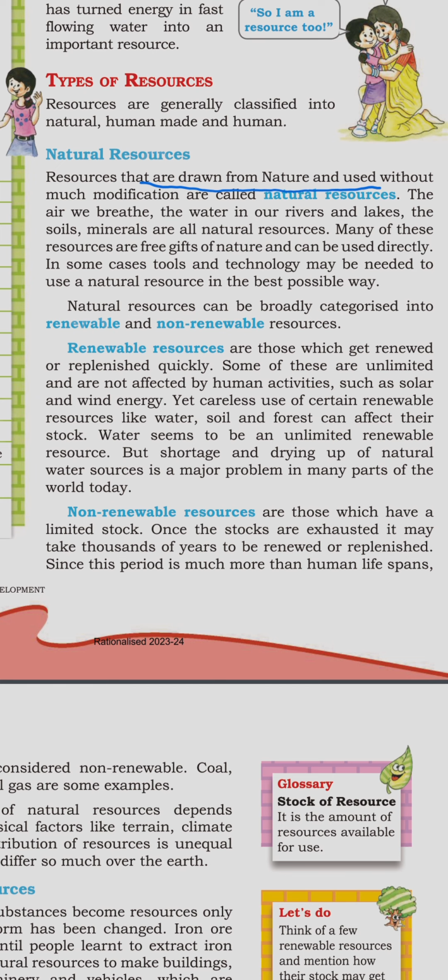The air we breathe, we do not modify it much, our biological system modifies it to our optimum level of consumption, right? The water in our rivers and lakes, we also modify up to a certain degree to have such a quality that it can be drunk. The soil and minerals are all natural resources.